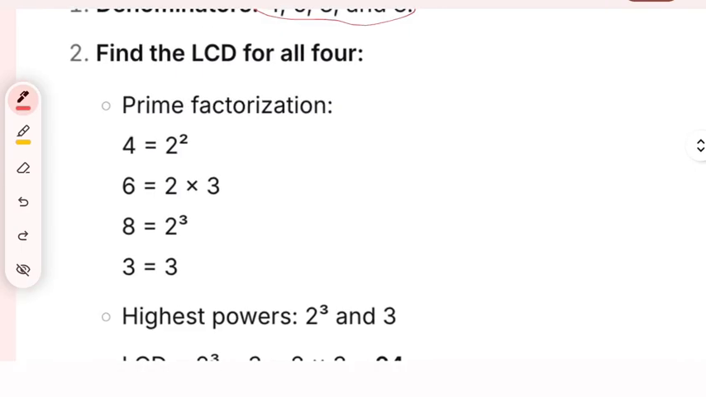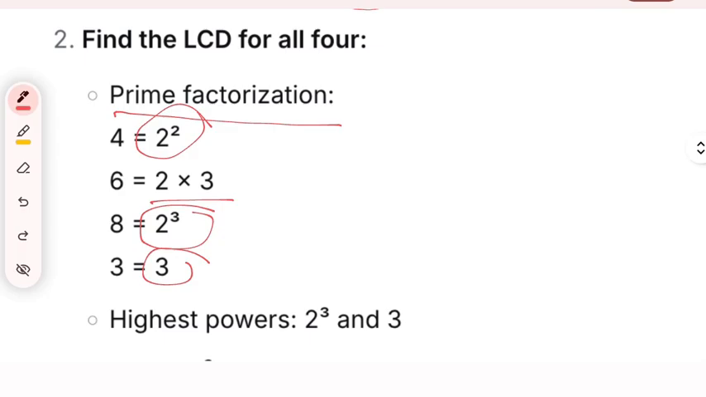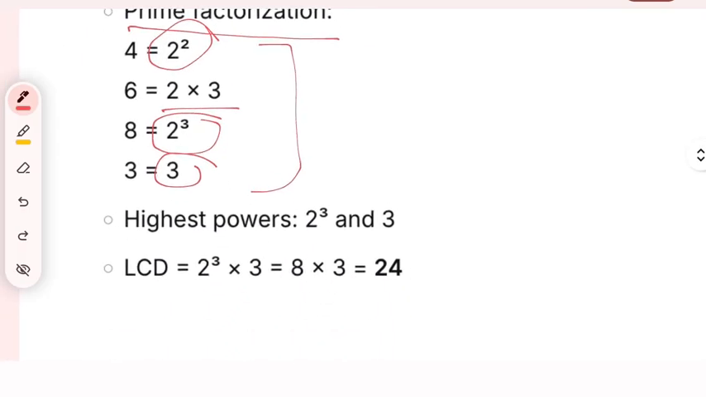What we can do to find the LCD is use the prime factorization method. Let's start with 4. The prime factor of 4 is 2 times 2, or 2 squared. What's the prime factor of 6? It's 2 times 3. What about 8? 8 is 2 times 2 times 2, or 2 to the third. And of course, the prime factor of 3 is 3 itself. Now, based on these prime factors, what is the LCD?